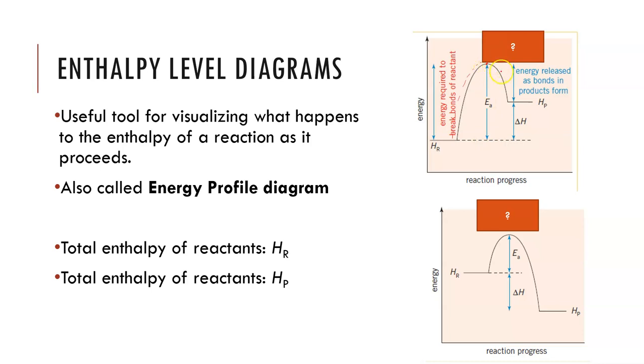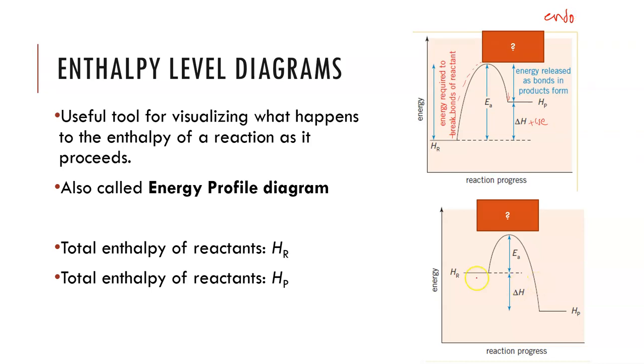Then energy is given back out as the reaction proceeds until it reaches the products. This difference between the products and the reactants is our enthalpy value. We can see here this would be a positive value, so the graph is showing an endothermic reaction.